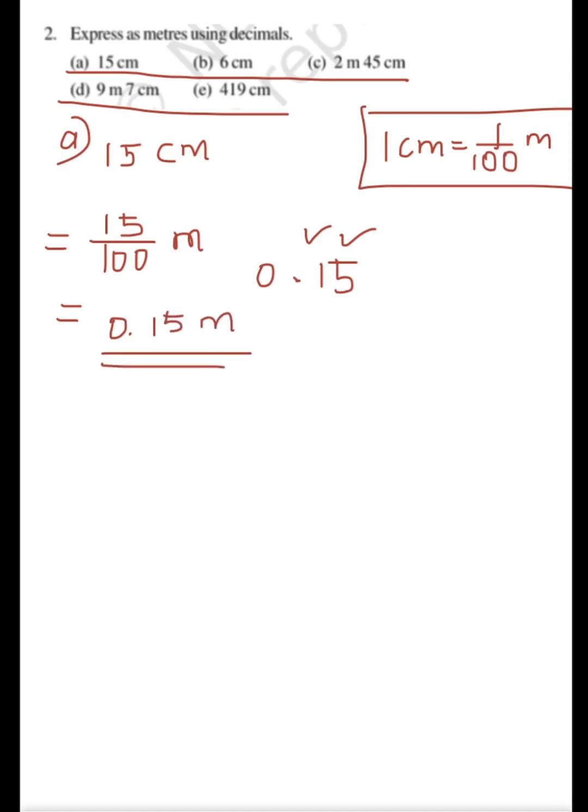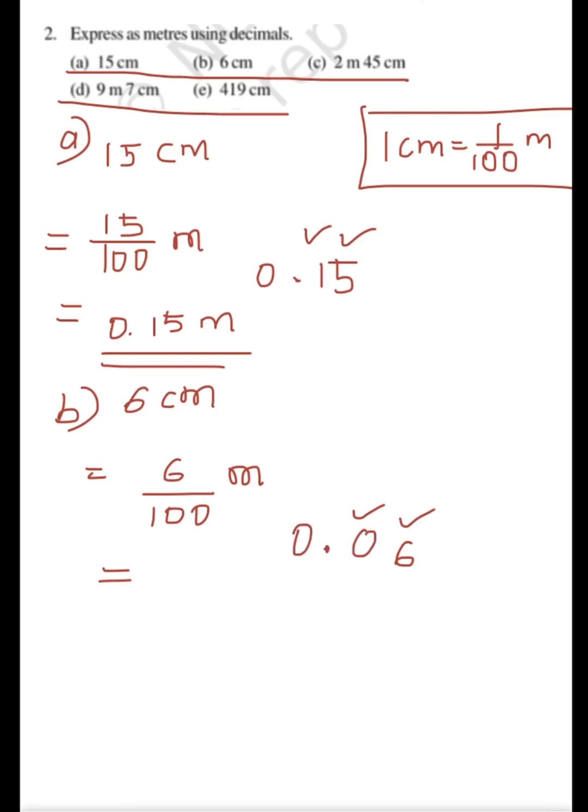Now let's see B. Our B is 6 centimeter. In order to convert this 6 centimeter into meter, you have to divide 6 by 100. Then it will get converted to meter. Now what about 6 divided by 100? 6 means only one number is here, so after the second number you have to put the decimal point. So here you can put 0 and here you can put 0. Our answer will be 0.06 meter.